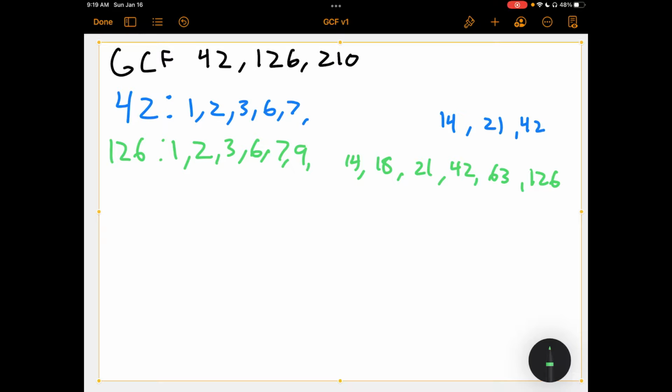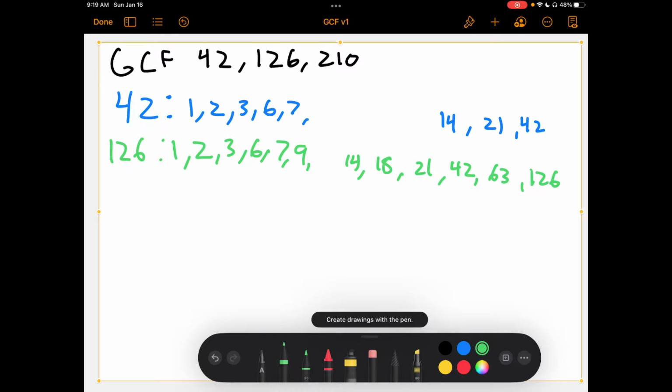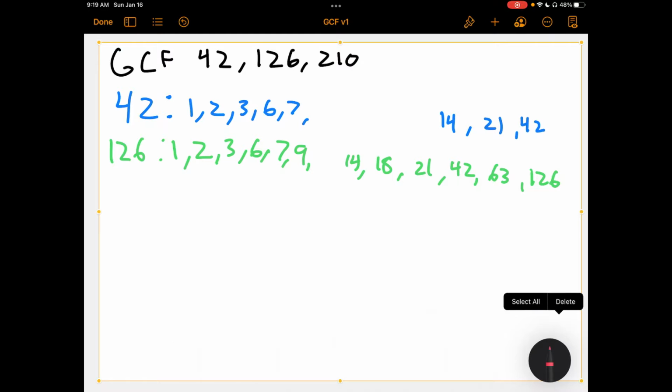But let's see if 42 goes into 210 as well. So we're going to do the same step. Let's just switch up our colors. We're going to do the same step now for finding the factors of 210. So we know the 1 and 210. Then we say, okay, what's 210 divided by 2? It's going to give us 105. Okay. 210 divided by 3 gives us 70. So we can write that down, 3 and 70.